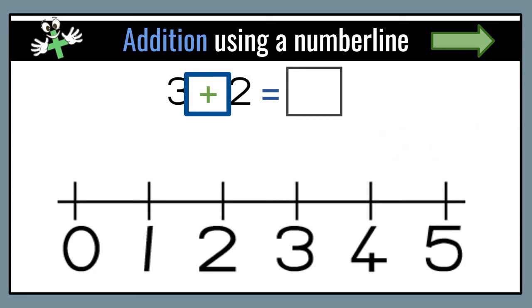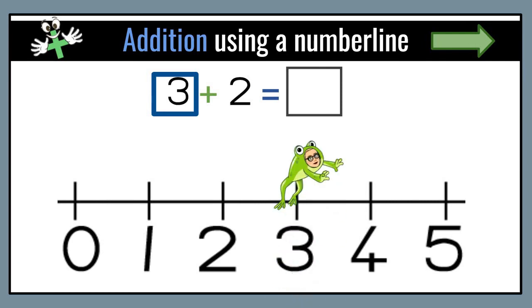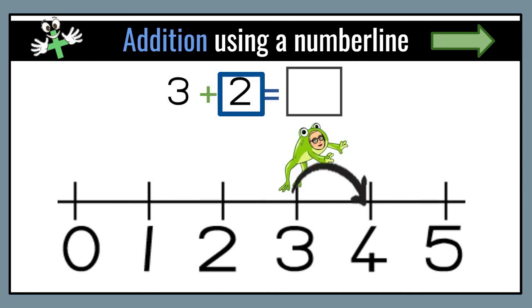But where do I start? Yes, number 3. Let's put our frog on number 3. Well done. We know that we start from number 3. But how many jumps must I jump forward? 2. Well done. We know that it is addition and we are going to count forwards on our number line. 2 jumps. 1, 2. Let's jump.